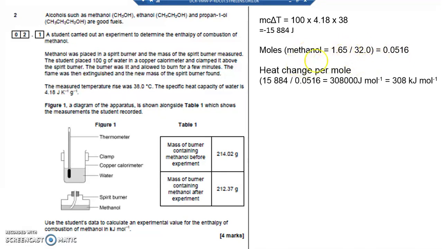So heat change per mole, I divide by 0.0516 and it turns out to be 308,000 joules for a mole of methanol burned. I can now divide that by 1,000 and it tells me it's 308 kilojoules per mole of methanol burnt, rather than joules. It's a minus number, because the enthalpy of combustion is minus, as it's an exothermic reaction.